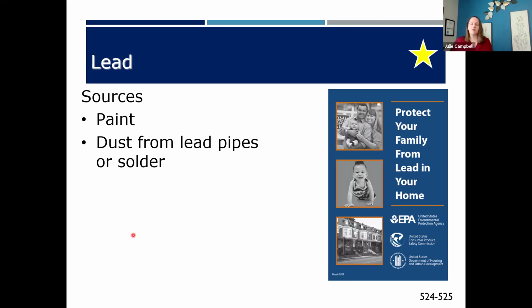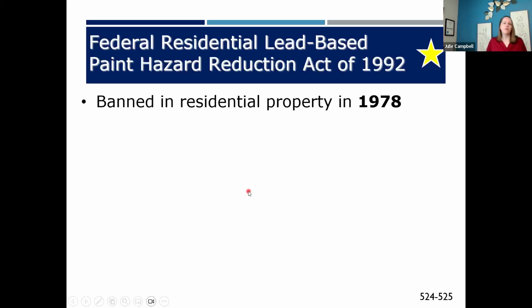The EPA has provided a booklet. Your firm will provide it for you, or you can go to the EPA's website after class. Don't go now, please. But you could go to the EPA's website after class and find this booklet about protecting your family from lead in the home. Again, it helps to educate buyers and tenants if they are buying or renting a property and they have children that may potentially have lead in the home. This is what we need to know about lead. You need to know this year as it relates to lead-based paint.